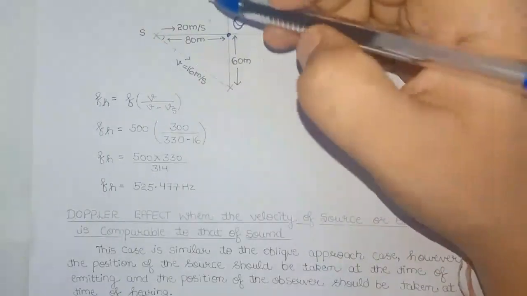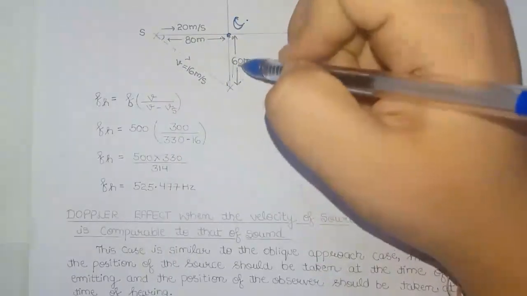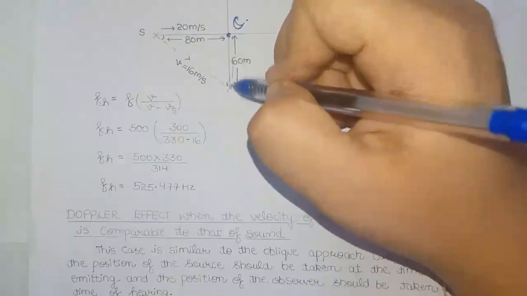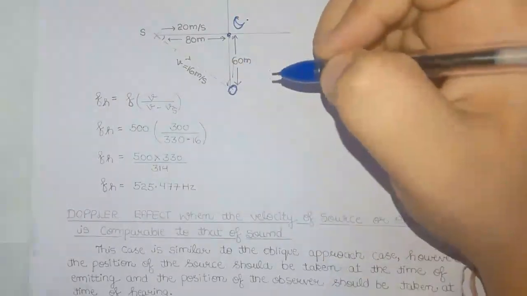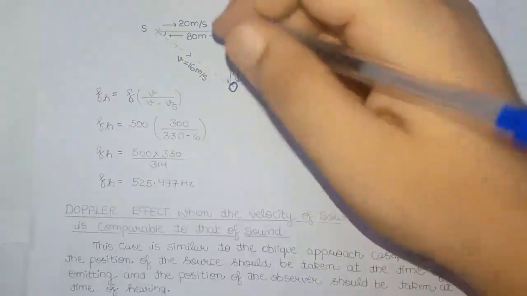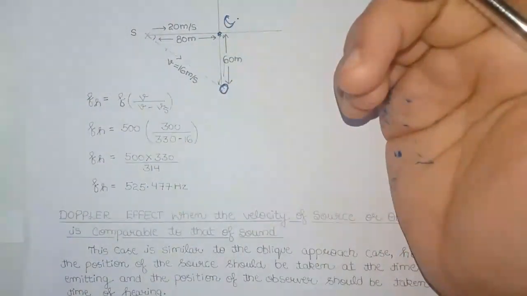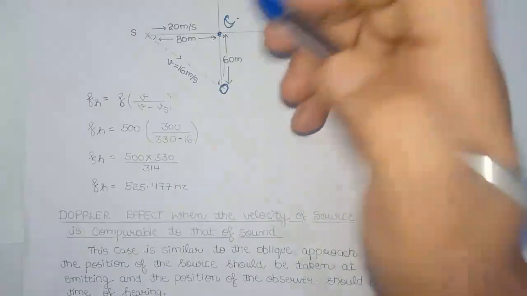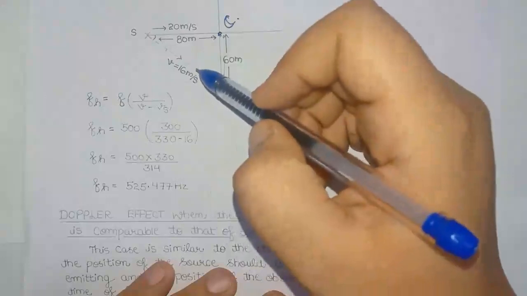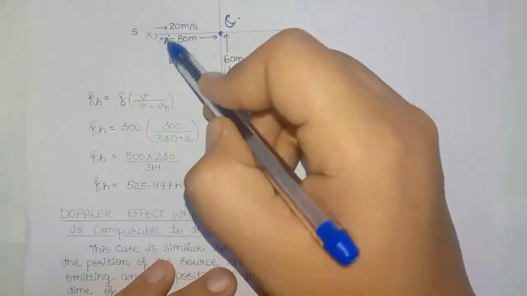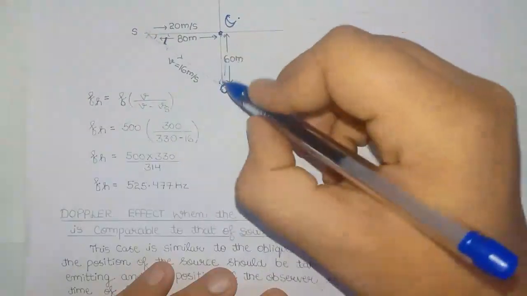Now, this distance is 60 meters. The person or the observer is standing at this point. We want to find the frequency observed by this person. Again, we have to consider the component of velocity that is along the line joining source and the listener.